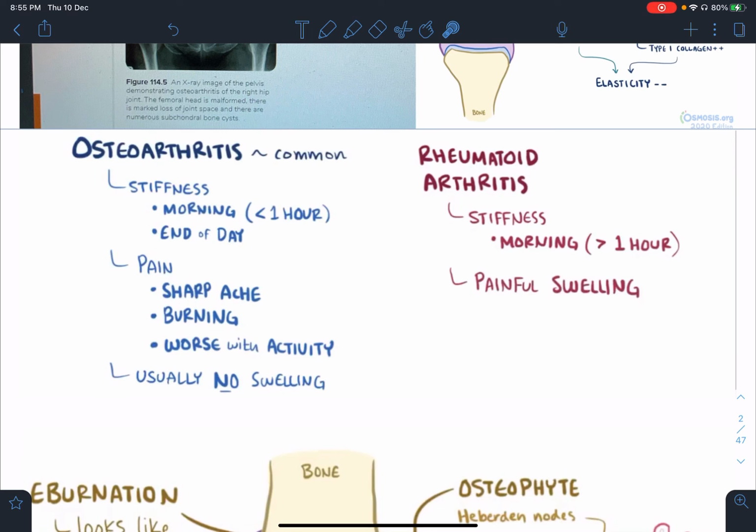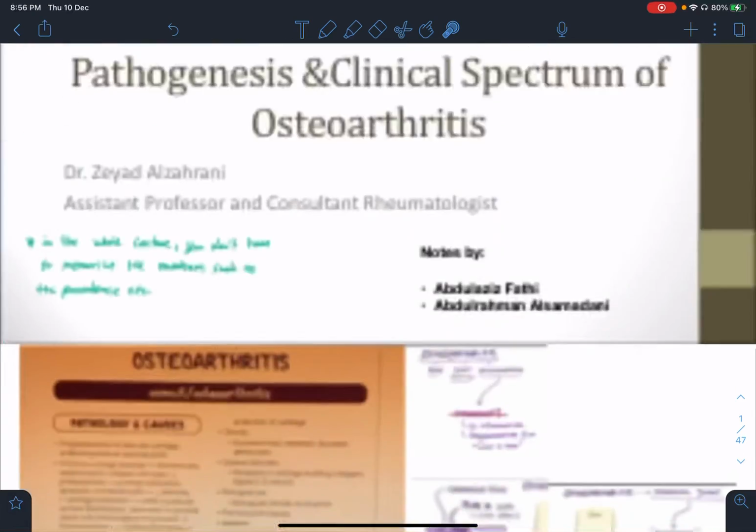Another difference is in stiffness. Early morning stiffness is less than 1 hour, like 15 minutes, and by the end of the day, because you've been using your joints excessively, the osteoarthritis pain increases with activity, while rheumatoid arthritis does not. And the stiffness is more than 1 hour, early morning stiffness more than 1 hour. There is pain, swelling is not always present, and the pain is sharp and burning. So that's it.